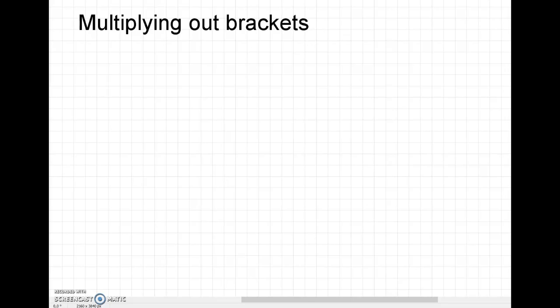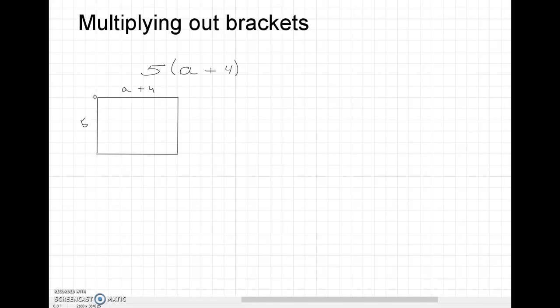This video explains how to multiply out brackets. Look at the following expression, 5 times (a plus 4). We cannot calculate or simplify the expression within the brackets, but there is still a way to get rid of the brackets. And in order to do that, we look at a visualization of this problem.